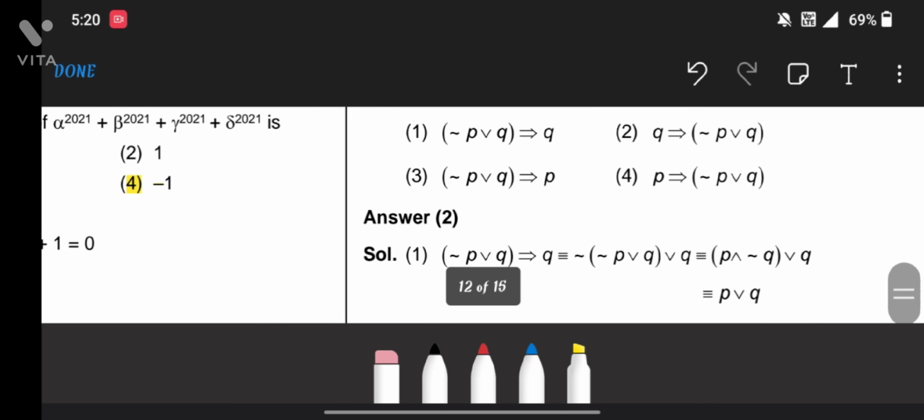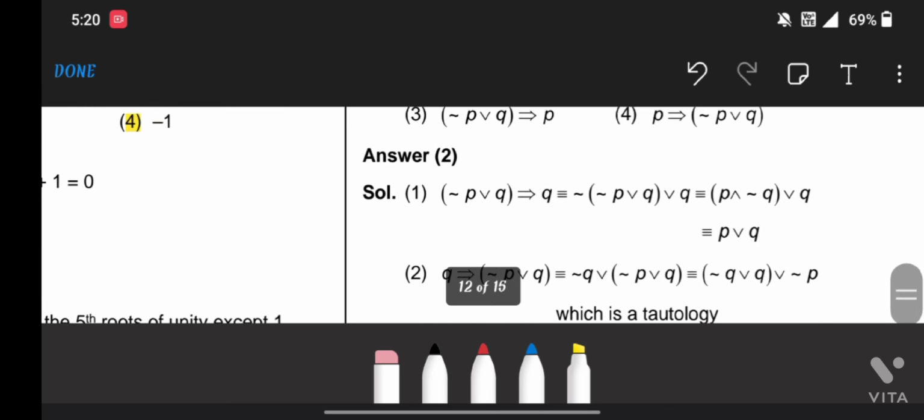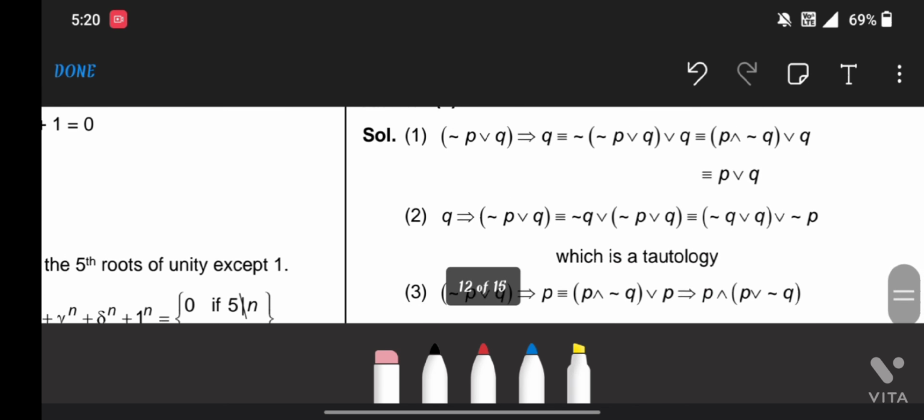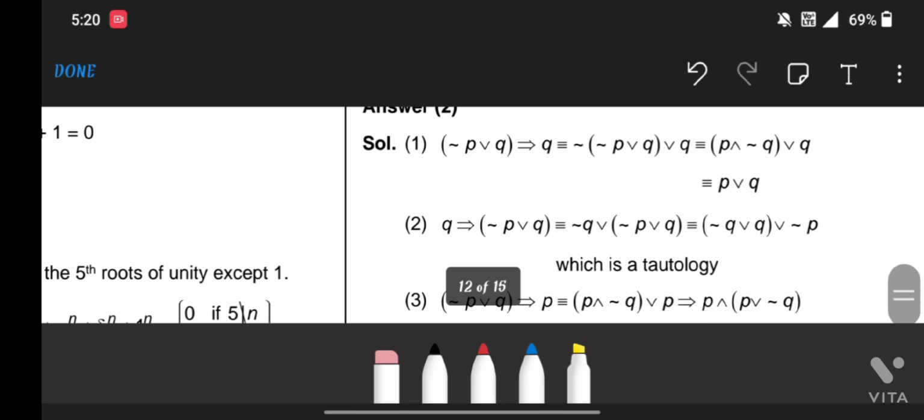So the favorable ways that we can find, total cases are 36. The favorable ways we can keep on finding is 17. So therefore we can take it as 17 by total cases, 36. So 17 by 36 is the answer. Option B is the correct answer for question number 7.